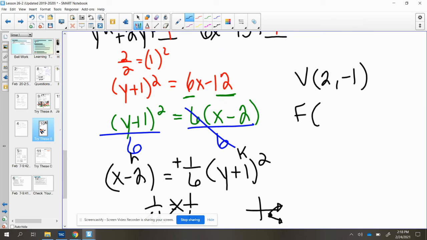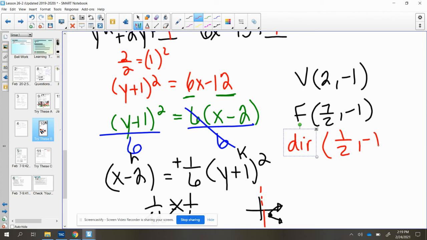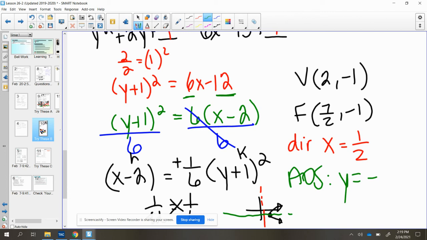So that's 3.5, or 7/2, comma -1. And then we also would want to move to the left 1.5 to get our directrix. So that would be 1/2, or 0.5. Directrix is a vertical line, so that would be x equals 0.5, or 1/2. And last but not least, axis of symmetry on this one is through y equals -1. So a quick sketch even can help you identify these points as needed.